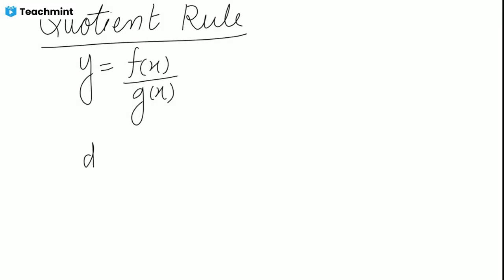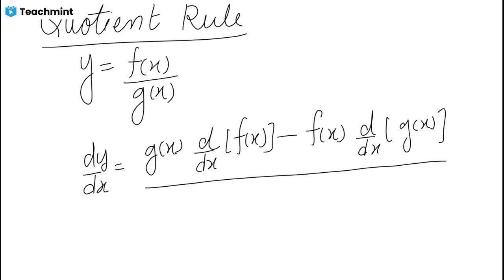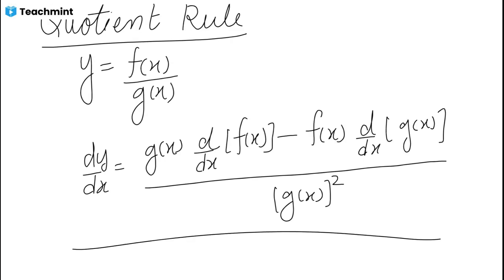So dy over dx will be: write down the denominator into the derivative of the numerator, minus the numerator into the derivative of the denominator, over the denominator square. This is the quotient rule. So let us do one question to understand this well.